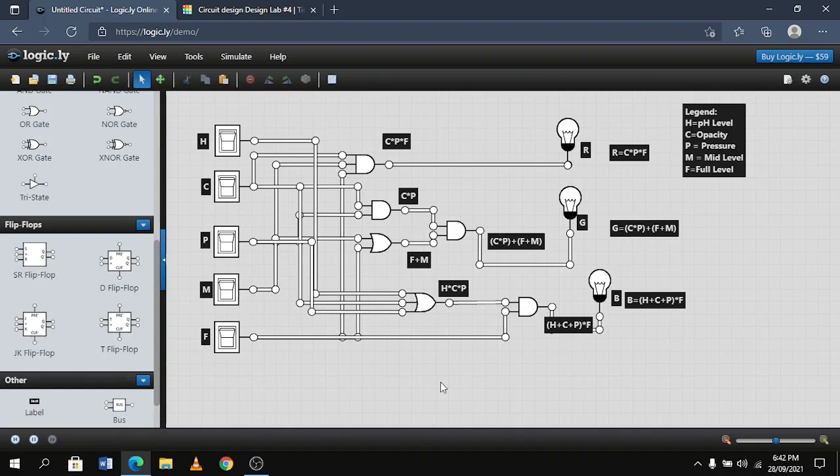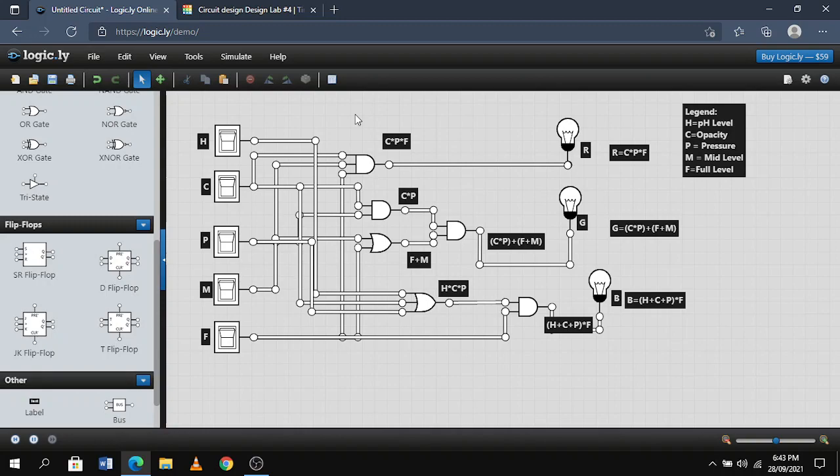Good day, and this is my demo for hands-on lab number 4. In this video I'm going to show first my logic circuit. So this is my design, in which I will explain and perform the functions.